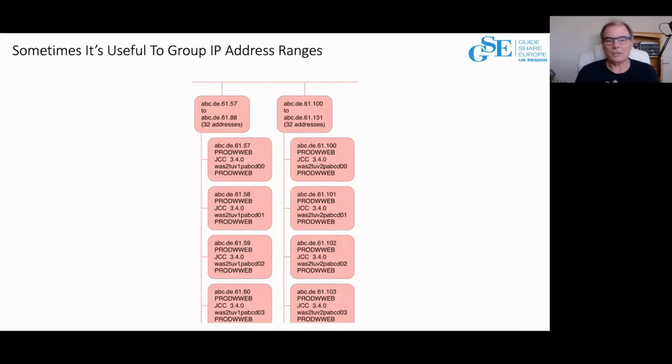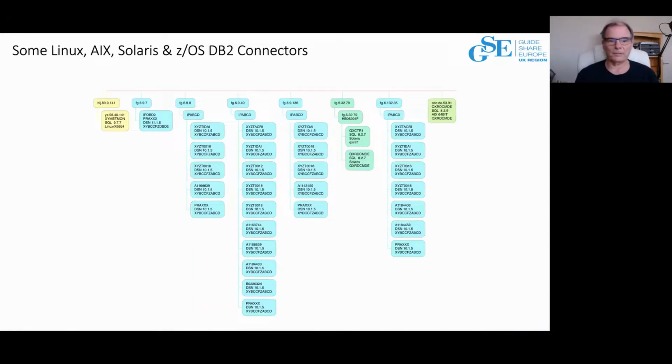Okay. Sometimes it's useful to actually group the IP addresses in ranges, and I'm going to use a term here called batteries. So batteries of clients, often middle tier servers. We'll come back to that one in a minute, actually.